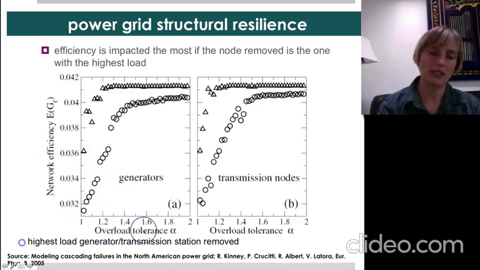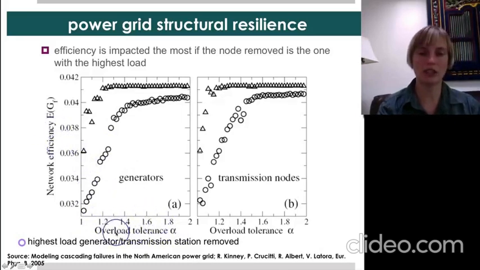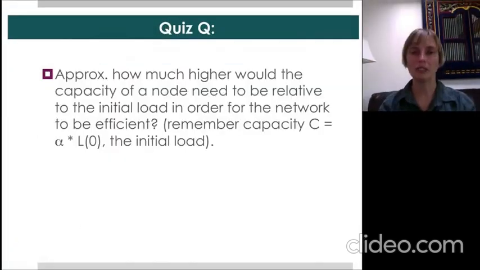And here is the overload tolerance. So just look at this figure closely and see what you can conclude about the network efficiency as a function of this overload tolerance that you've given to the network. So specifically, the quiz question is, how much higher would the average capacity of each node need to be relative to the initial load in order for the network to be basically unaffected by the removal, either targeted removal of a node or a random failure of such a node?